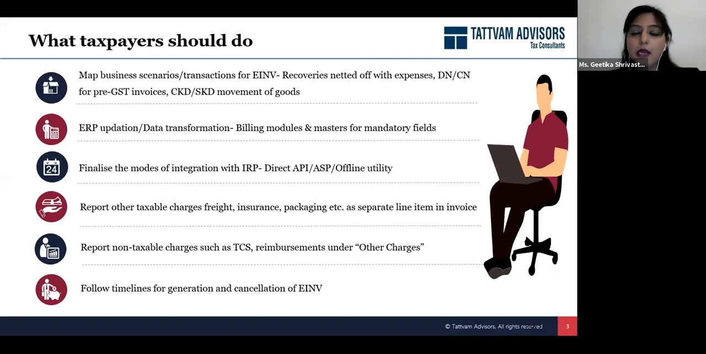They'll give you the entire process of how the integration will happen and how the data will flow, and you'll get back the IRN numbers, etc. Only in any first case scenarios, or if let's say you have a scenario where you have limited invoices, then you can go on to the offline utility.